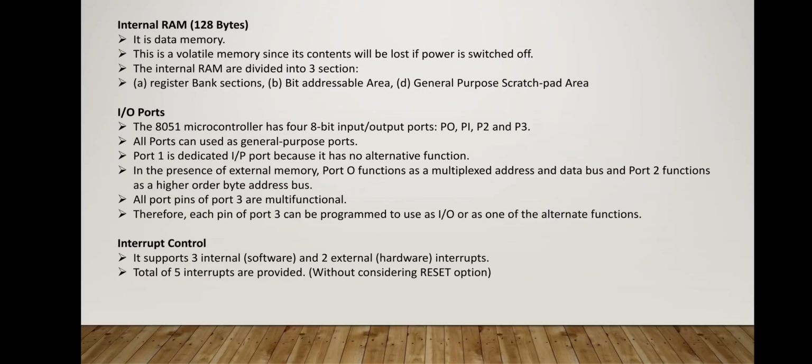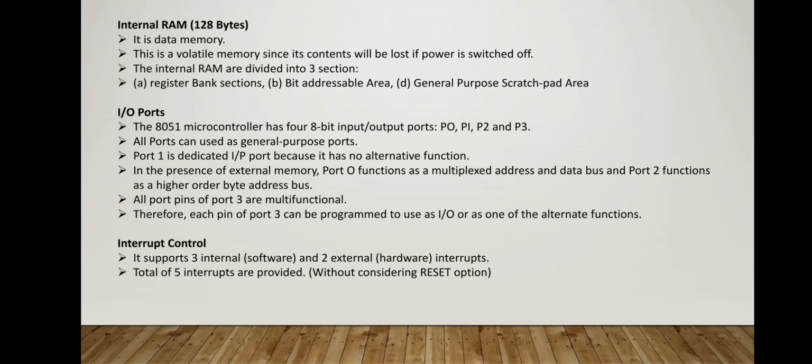Next we have RAM memory. The 8051 has 128 bytes of RAM. It is data memory. It is volatile memory because its content will be lost if power is switched off. The RAM is divided into 3 sections, that is register bank, bit addressable area, and general purpose scratchpad area. This can be studied in detail in coming sections.